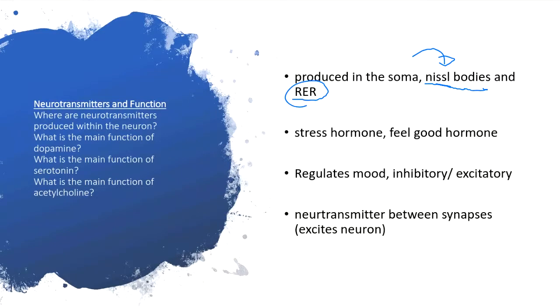What is the main function of dopamine? It is the stress hormone, the feel-good hormone. Okay. Next, another one is serotonin. What is its main function? Regulates mood, and this is either inhibitory or excitatory. So it can either excite a neuron, or it can inhibit the neuron. And the main function of acetylcholine is a neurotransmitter between synapses, and its main function is to excite the neuron.